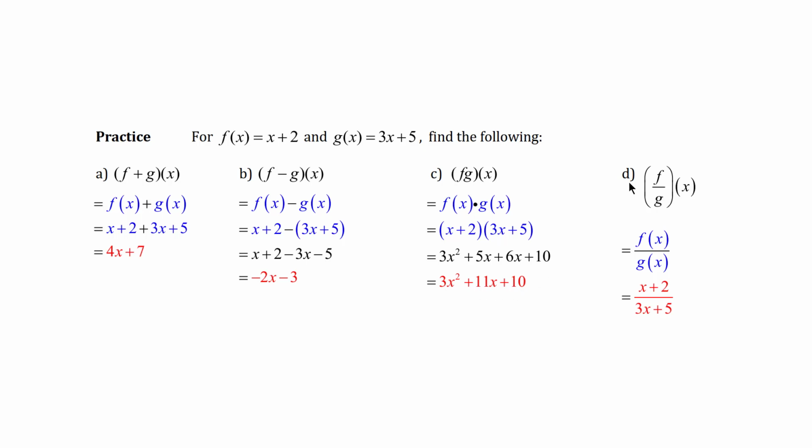For part D, we just take f of x and divide it by g of x. We get x plus 2 over 3x plus 5, which is the final answer.